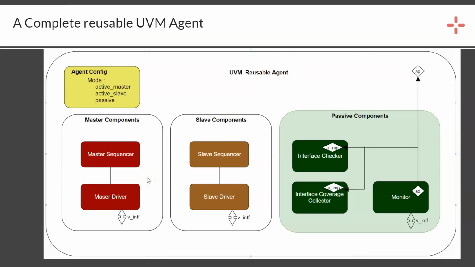In order to write the AXI agent, you should write 5 different individual agents, or 5 different interfaces like that, which should have all of these components: master components, slave components, and passive components. And you also need to write a higher level agent which selectively instantiates the different sub agents based on the configuration.